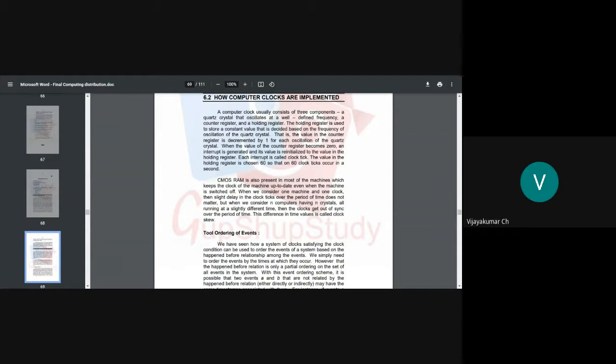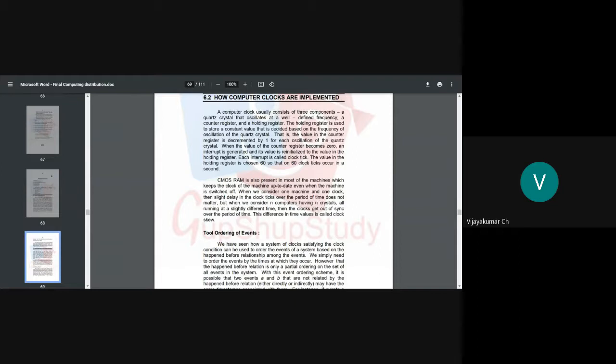Okay, it doesn't matter, but when we consider n computers having n crystals all running at a slightly different time, then the clocks get out of synchronization for a period of time. This difference in the time values is called clock skew. What is it? Clock skew.